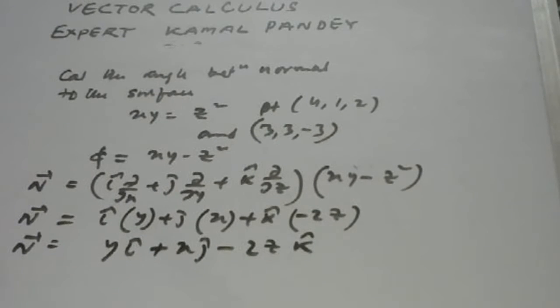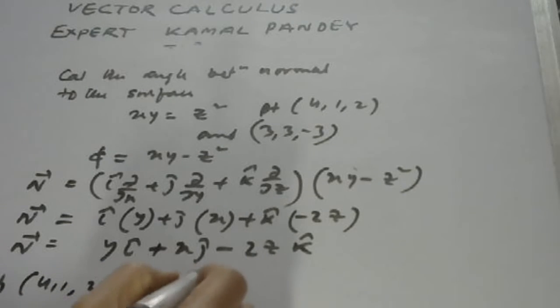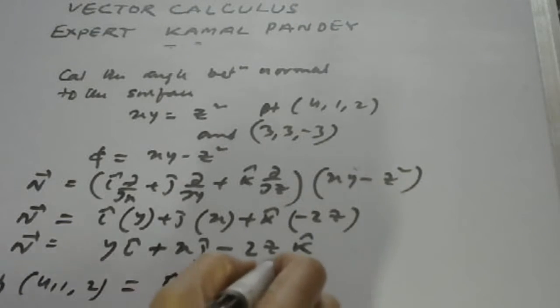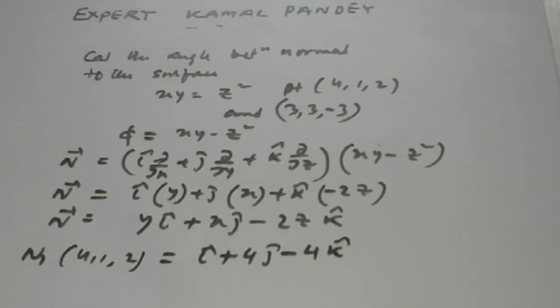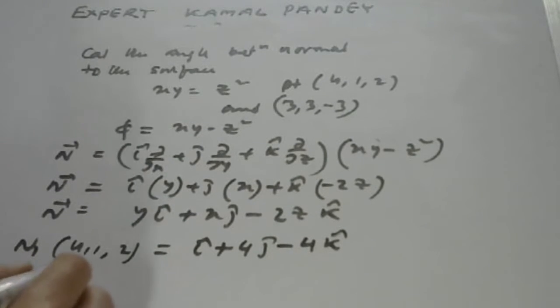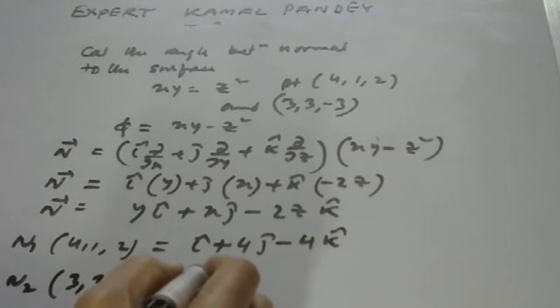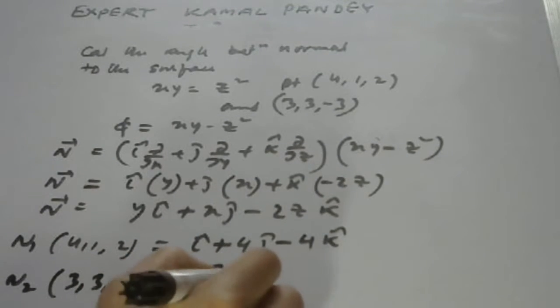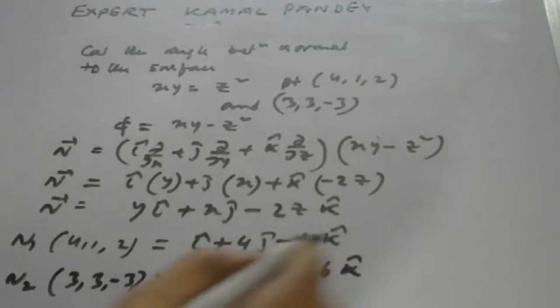Now we substitute the values. First n1 at 4, 1, 2: we substitute x equal to 4, y equal to 1, and we get i cap plus 4 j cap minus 4 k cap. This is the n1 vector. Similarly the n2 vector, here we have 3 comma 3 comma minus 3. This is 3 i cap plus 3 j cap, and minus of minus 3 gives plus 6 k cap.